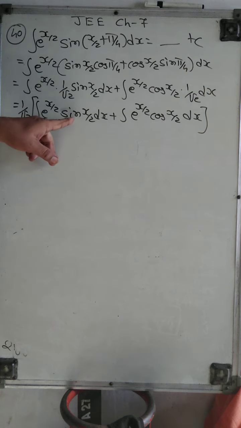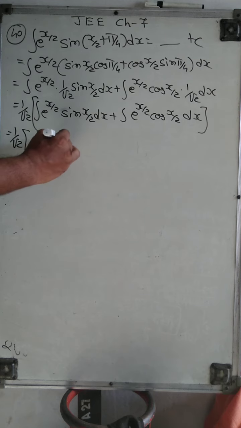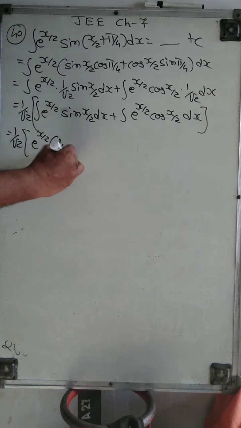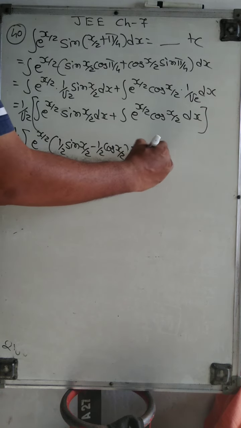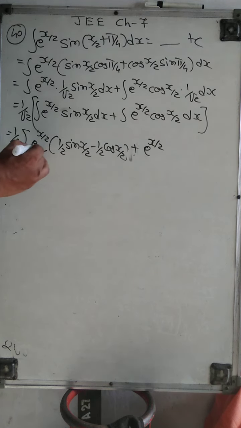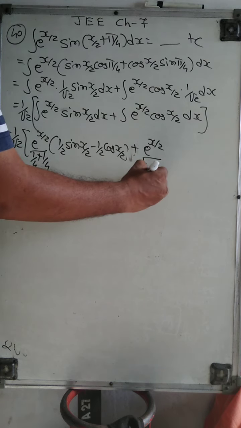Now one formula we wrote in the previous sum, and the second formula is just like this, but here I mentioned this formula last. First we simplify it. So here 1 upon root 2 e raised to x by 2 into a, 1 by 2 sin x by 2 minus 1 by 2 cos x by 2, plus e raised to x by 2 upon a square plus b square is also there, 1 by 4 plus 1 by 4.